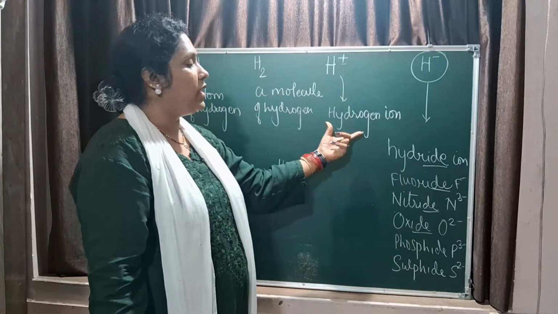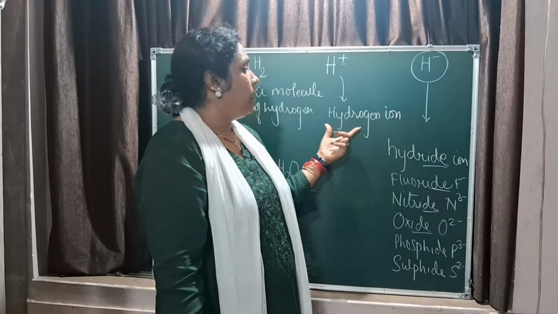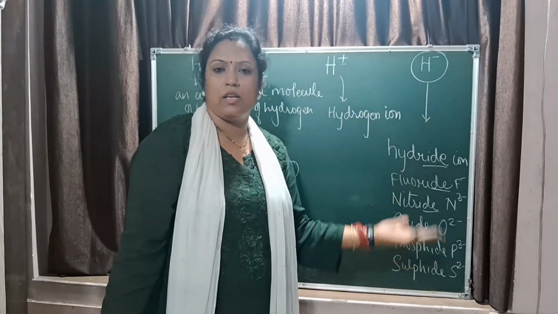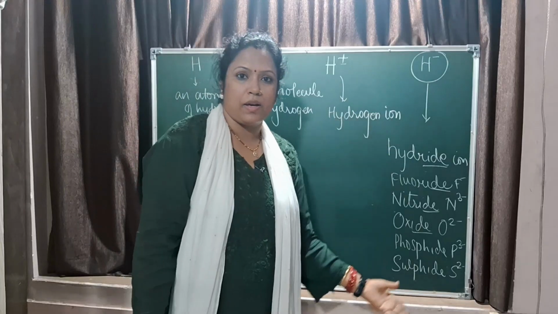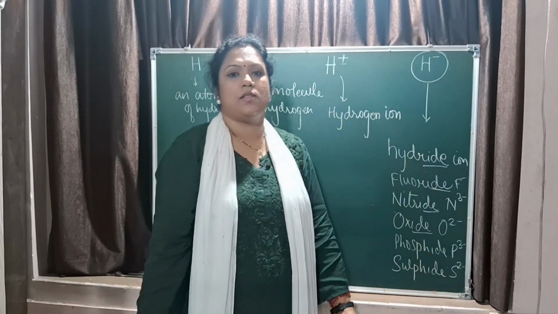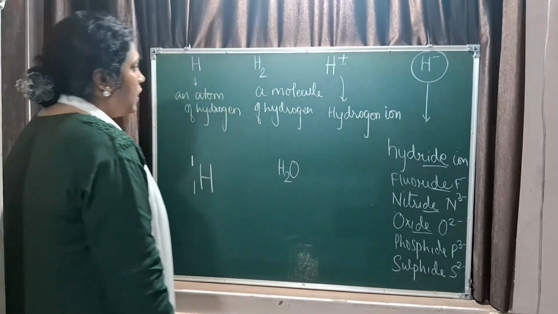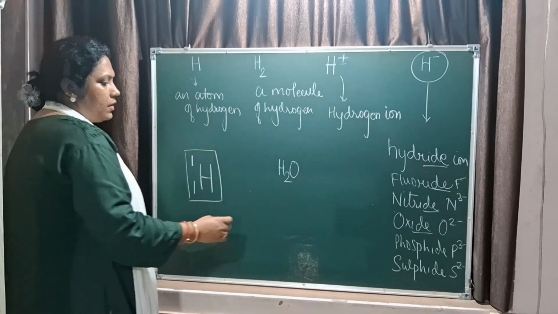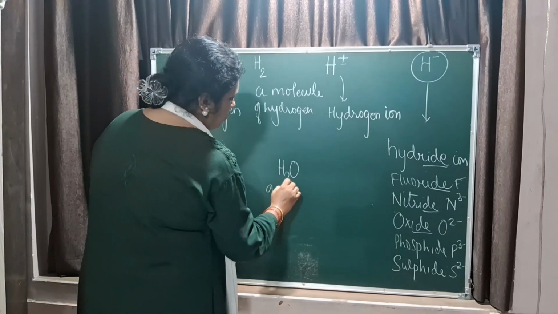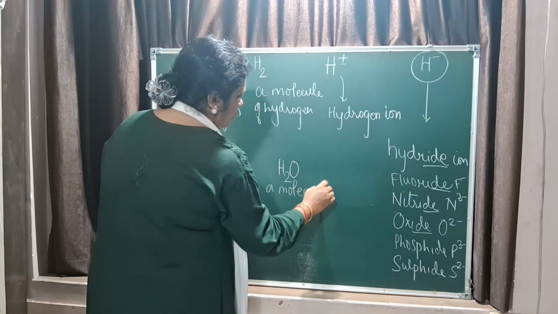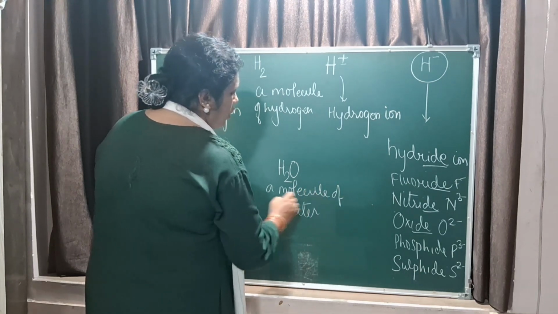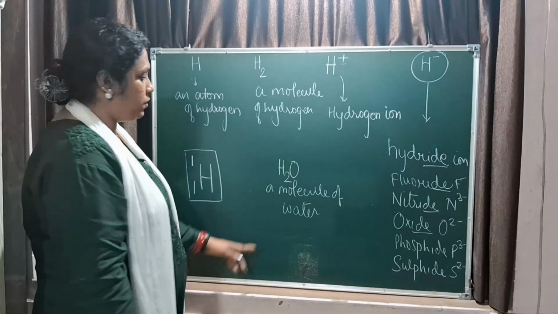And positive ions, name of the element plus ion. Sodium ion, magnesium ion, aluminium ion, calcium ion, lithium ion, boron ion, beryllium ion. That tells you it's a positive ion. Is that clear? This one, you know that it's a symbol of an element. Now this one is a molecule of water.